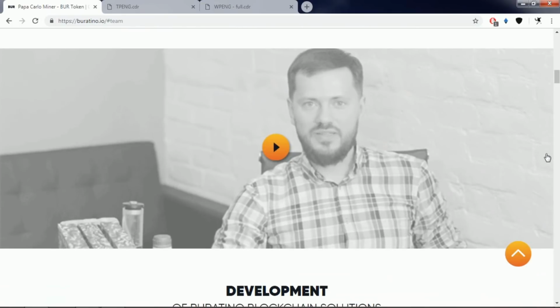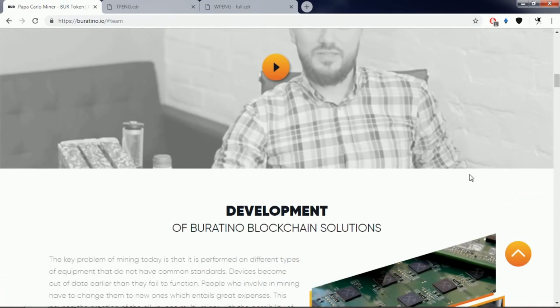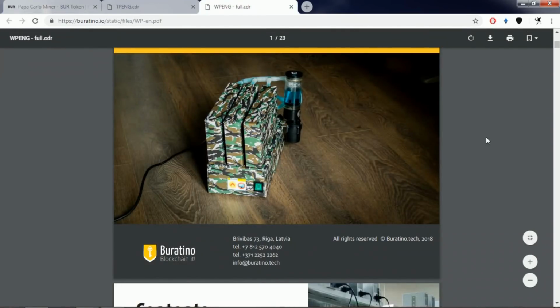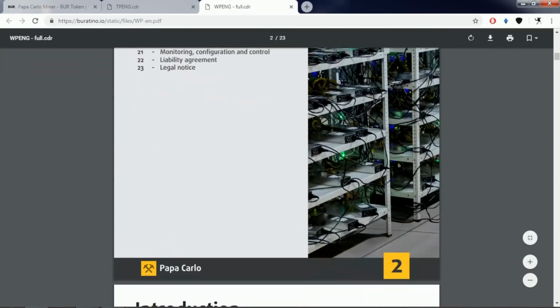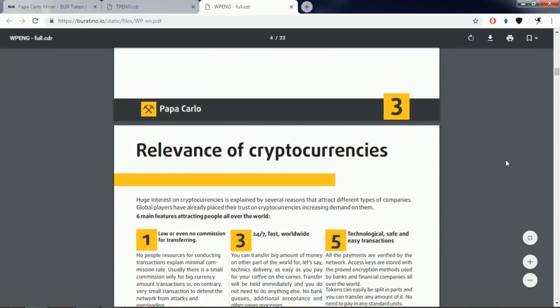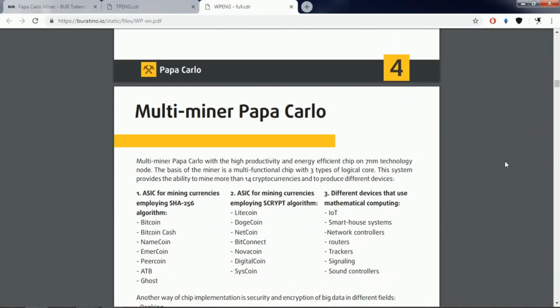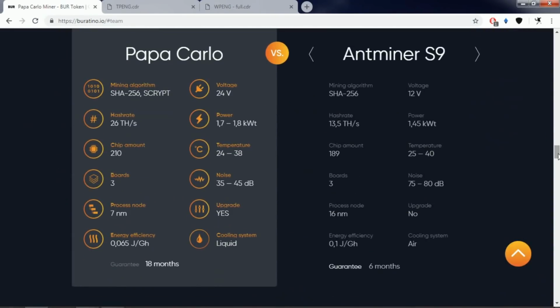We are at a time we need new kinds of mining ideas to solve our various kinds of mining device problems, and multi-miner Papa Carlo comes here with those solutions. Here on their website you can actually see the difference between Papa Carlo multi-miner versus Antminer S9. Here you can find out the differences between those two devices. This project is actually rated very highly by so many ICO rating service providers. An interesting project backed by a reliable team with prior expertise.